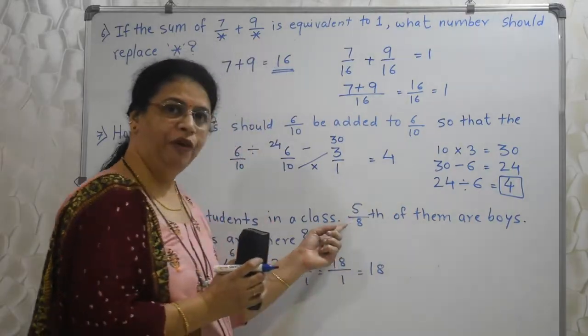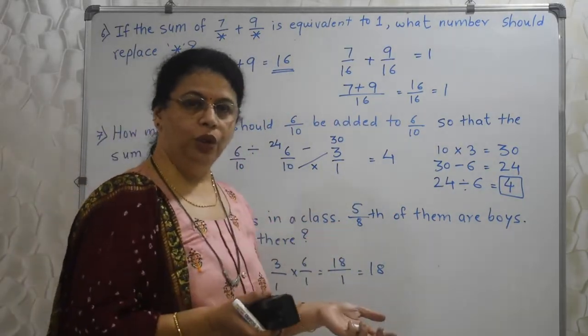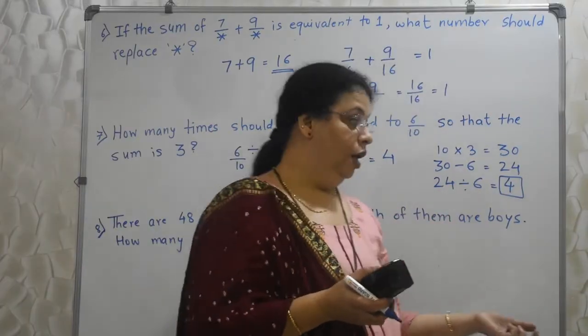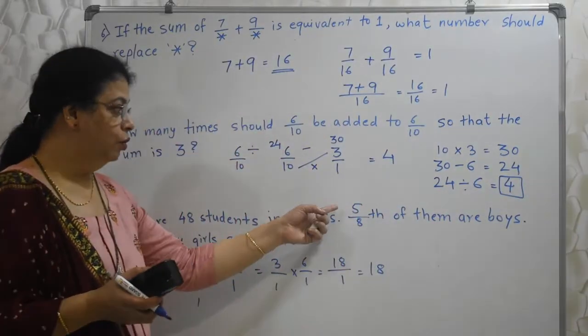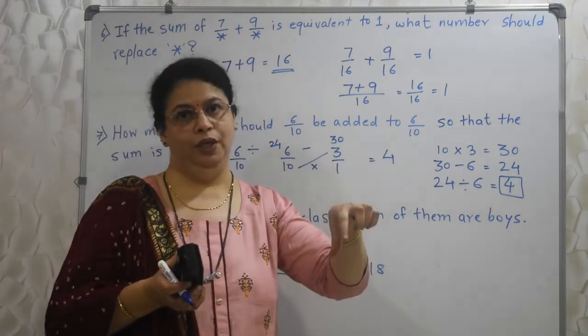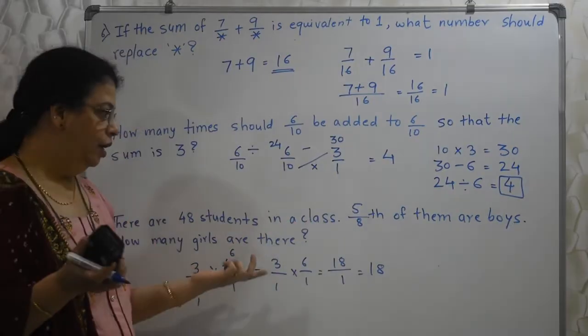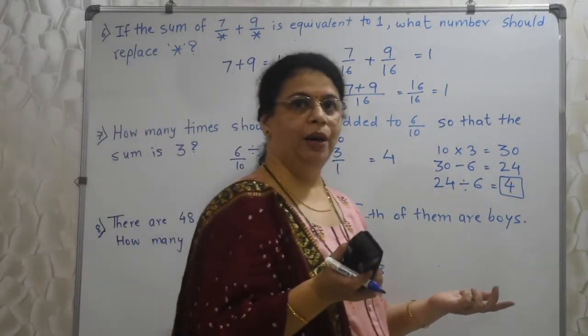Here we took the help of 5 upon 8, arrived at the total number of boys and subtracted it from the total. The second way is to find out the fraction part of the girls and then multiply with the total. Answer is ready. Anyway, you are going to get the same answer.